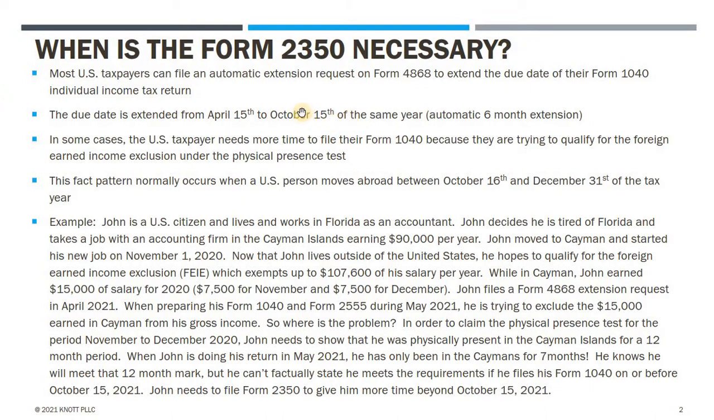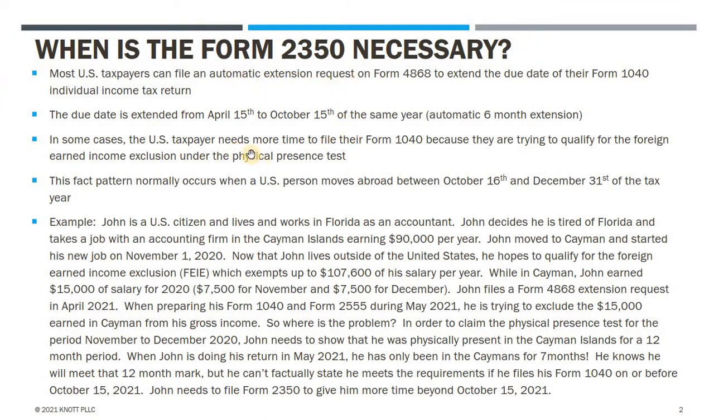So if you're a taxpayer and you owe money, you kind of want to rough in what you think your return is going to be in April and make a payment in April, and then you can actually finalize your return and get it submitted on or before October 15th. Now, when is this 2350 necessary?